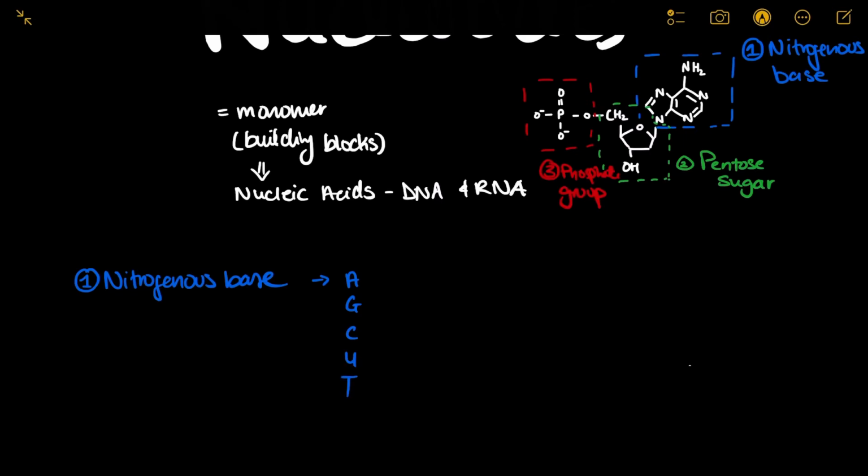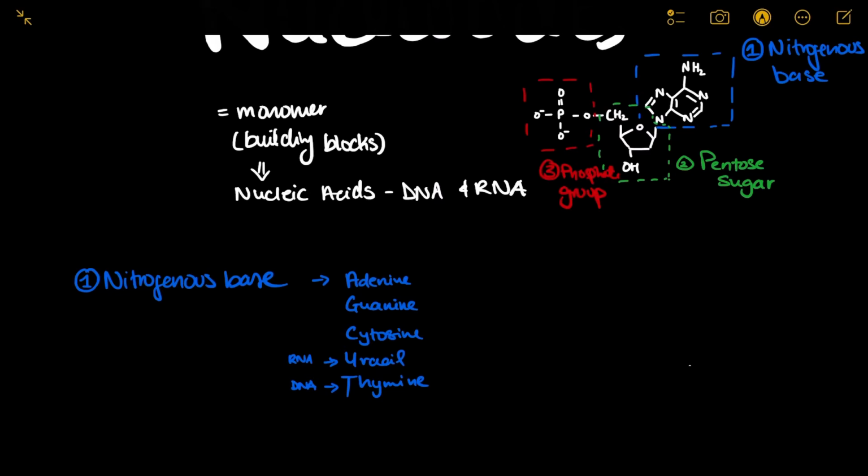And these all stand for the names adenine, guanine, cytosine, and uracil. And the last one is thymine. What's important is that for the last 2, uracil is only found in RNA, and thymine is only found in DNA. So whenever there's a thymine in DNA, it would be uracil in RNA.